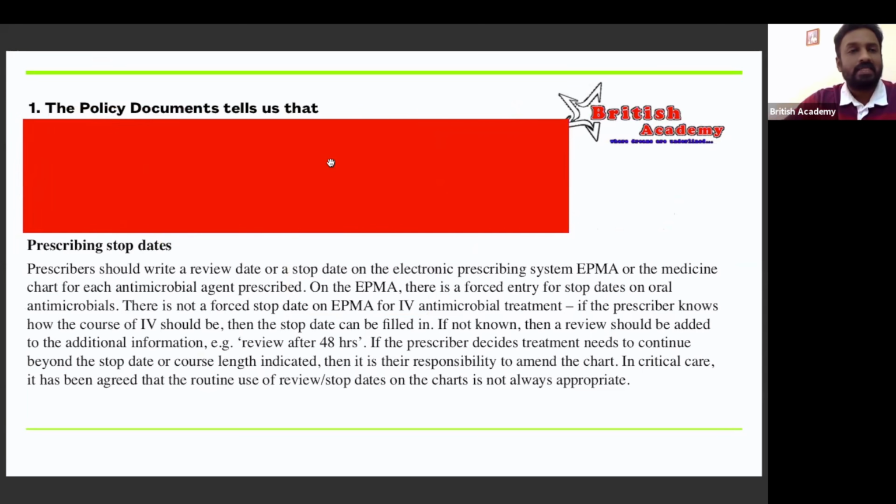In this one, the sentence says "The policy documents tell us that," which is an incomplete sentence. It is not a direct question. The policy documents tell us that. Now, the context is prescribing stop dates. I'll give you 1 minute. Not even 1 minute, I'll give you 30 seconds.